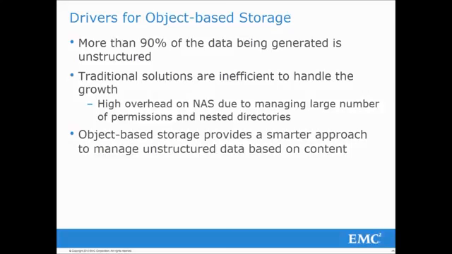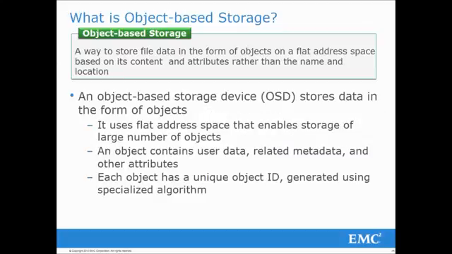What is object-based storage? Object-based storage is a way to store file data in the form of objects on flat address space based on content and attributes rather than the name and location. Object-based storage uses an object-based storage device or OSD to store data. An OSD is a device that organizes and stores unstructured data such as videos, documents, and images as objects. Object-based storage provides a scalable, self-managed, protected, and shared storage option.